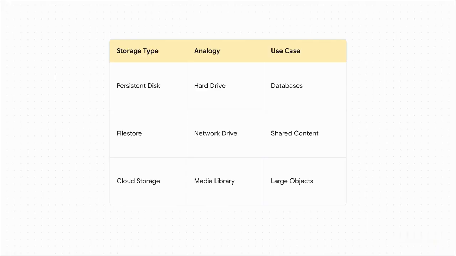Inside GCP, we've basically got three main players for this game. First, you can think of persistent disk like a super fast, dedicated hard drive that you plug into a single machine. Then there's Filestore, which is more like a shared network drive, where lots of machines can read and write files all at the same time. And finally, Cloud Storage, which is a totally different beast. It's like a massive, practically infinite media library for all your files and objects.